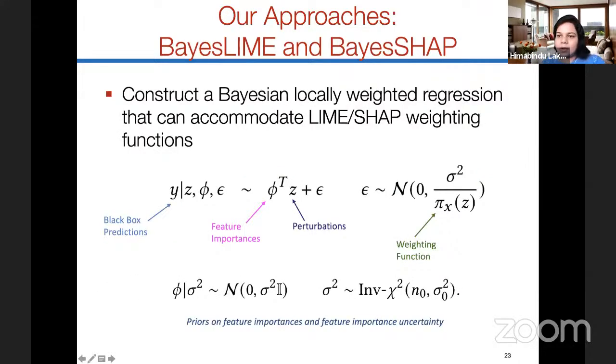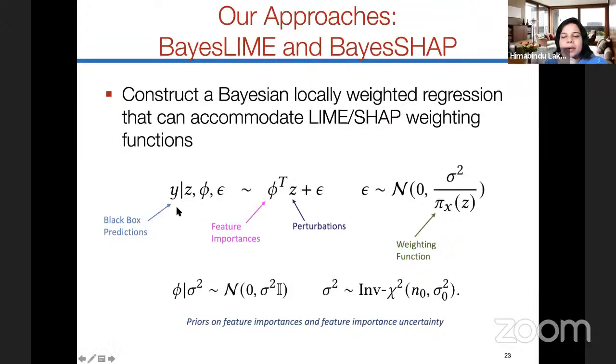This is our generative model. The way we address this problem is to construct a Bayesian locally weighted regression that can accommodate LIME and SHAP weighting functions. So what you have here is that, let's say we have a perturbation Z, which is similar to the LIME perturbation.